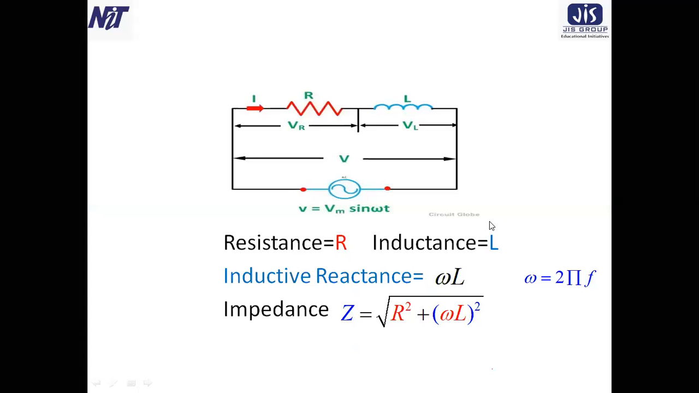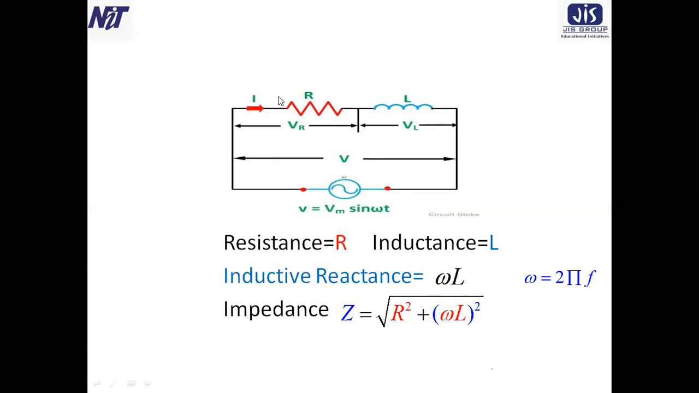Now, let me talk about a series RL circuit. In a series RL circuit, we are considering a voltage source V equals Vm sin omega t, an AC voltage source. The total voltage across this source is V.